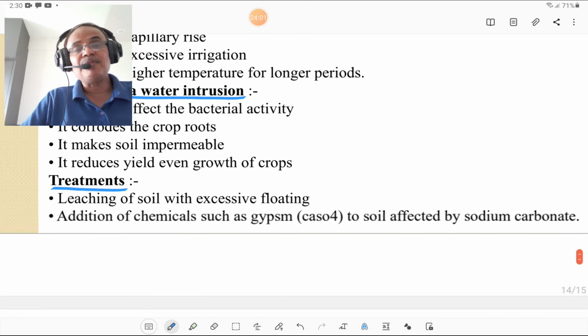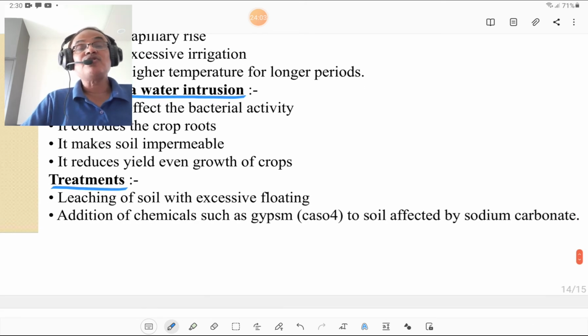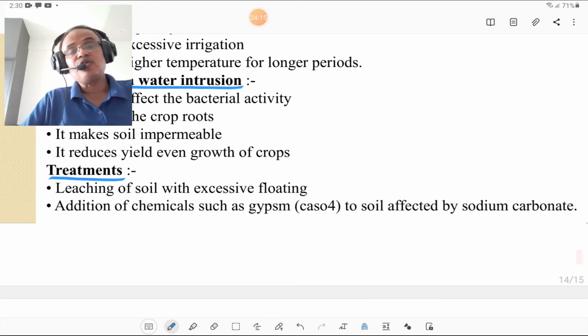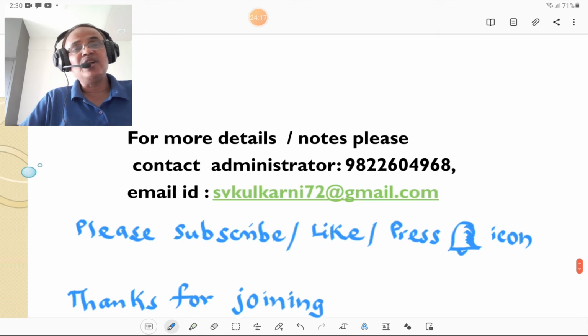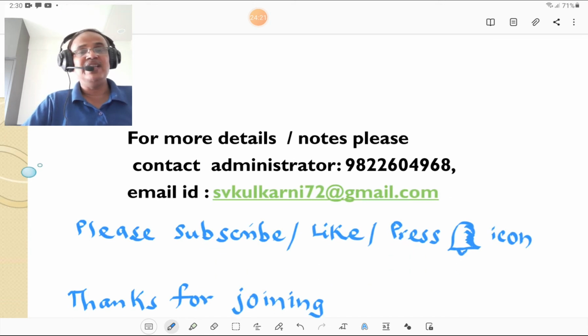So what is the treatment for that salt efflorescence, or for that seawater intrusion? Leaching of soil with excessive flooding and addition of chemicals such as gypsum, that is CaSO4, to soil affected by sodium carbonate.